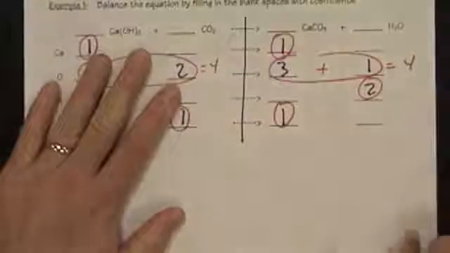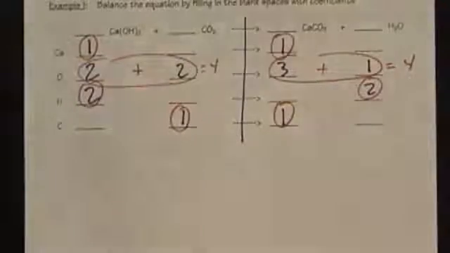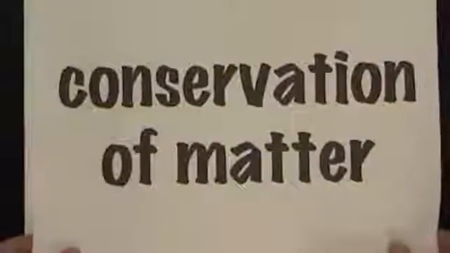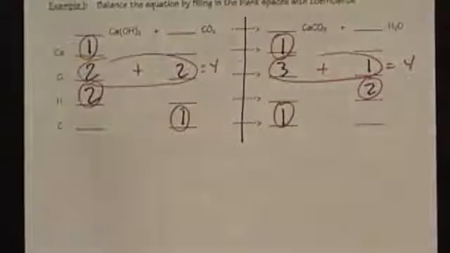So all the atoms that I started with in the reactants got rearranged to make these products. The same number of atoms are on both sides because the conservation of matter law says everything you start with you have to end with. Everything just gets rearranged.